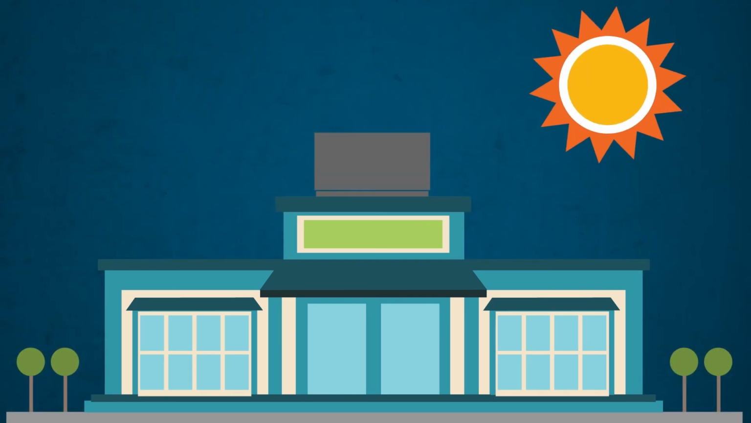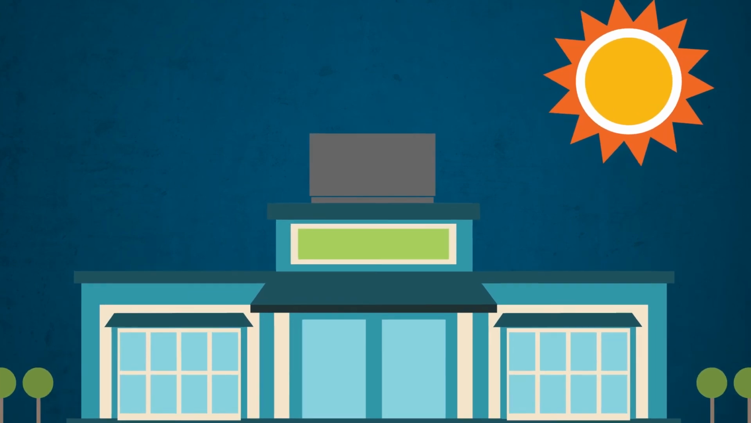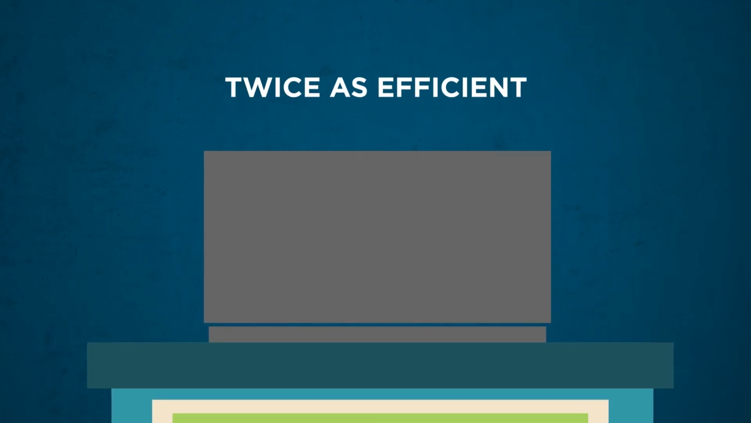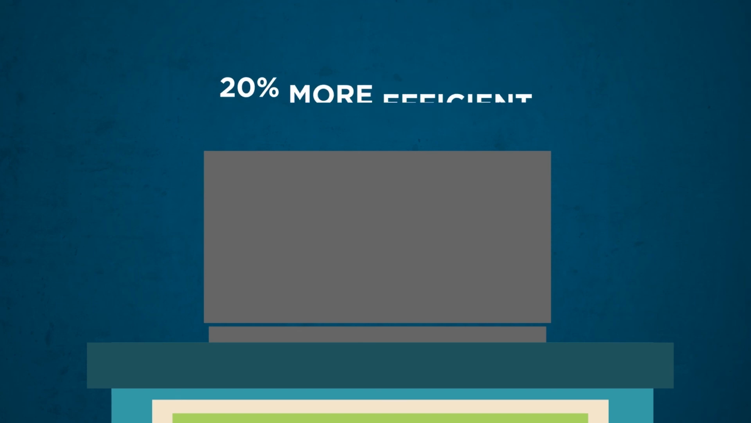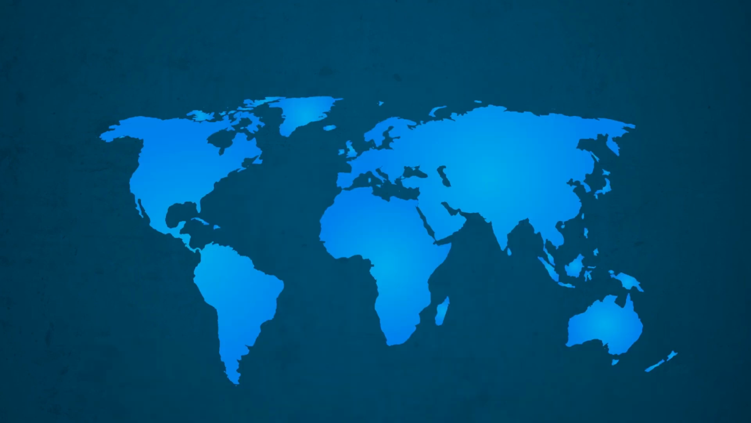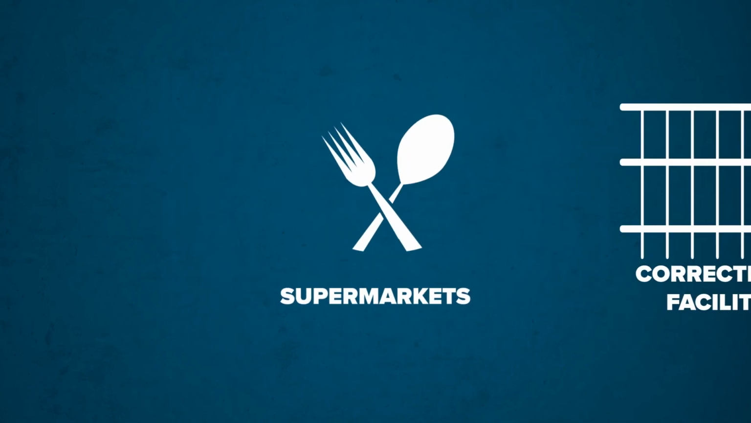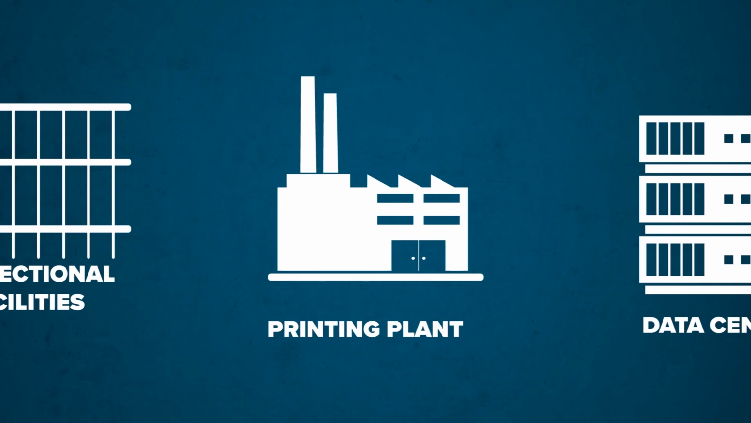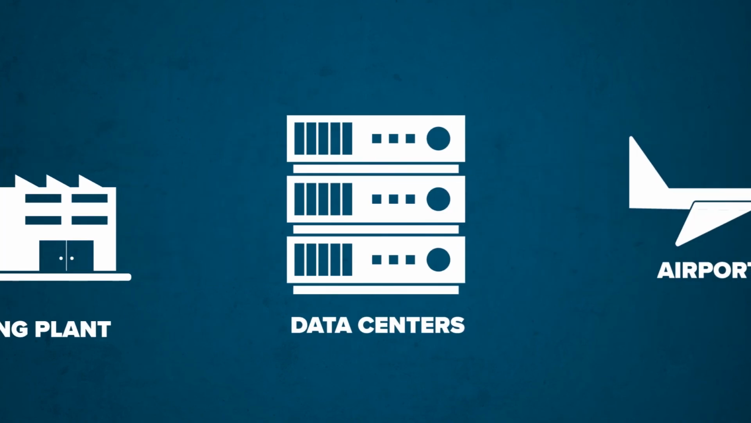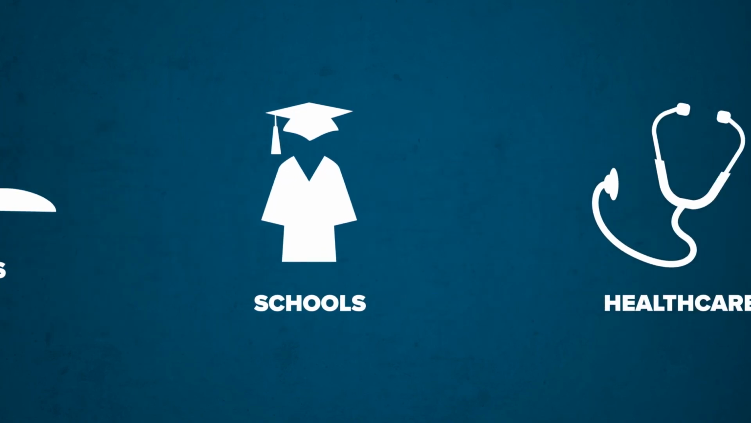When installed in appropriate hot-dry climates, Munter's EPX is twice as efficient as a high-efficiency compressor-based cooling strategy that conditions ventilation air and around 20% more efficient than other dedicated outdoor air systems with energy recovery ventilation. A diverse range of customers have installed Munter's EPX in a number of countries throughout the world and in the western United States. Customers include supermarkets, correctional facilities, a commercial printing plant, data centers, an airport, schools, and healthcare facilities.